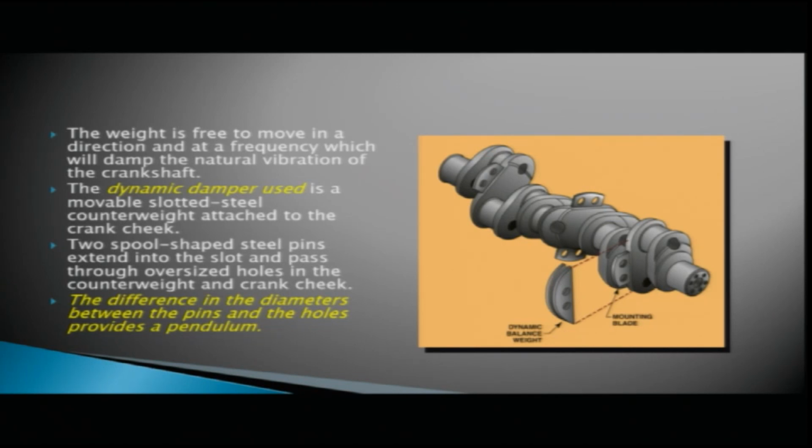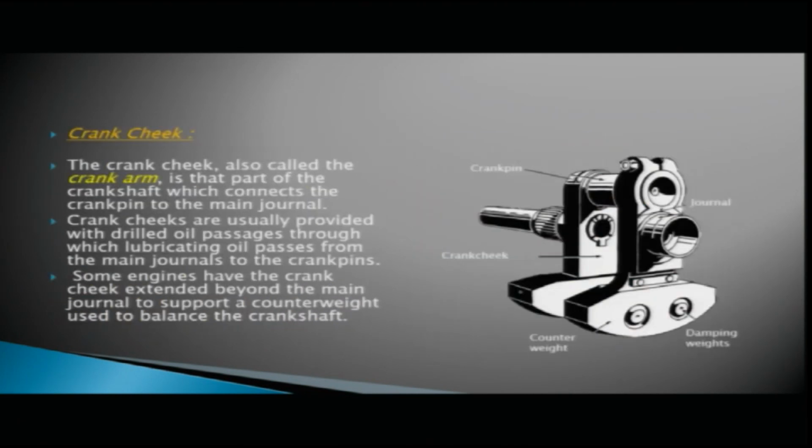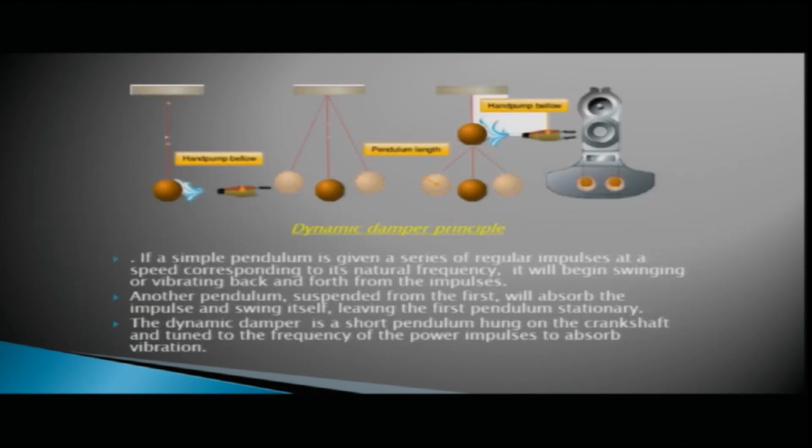You can see two spool shaped steel pins; they extend into the slot and pass through the oversized holes in the counterweight and crank cheek. The difference in diameter between the pins and the holes provides a pendulum. Here you can see these two spool shaped steel pins placed in the oversized holes, and this provides a pendulum effect. Here the dynamic damper principle is shown.